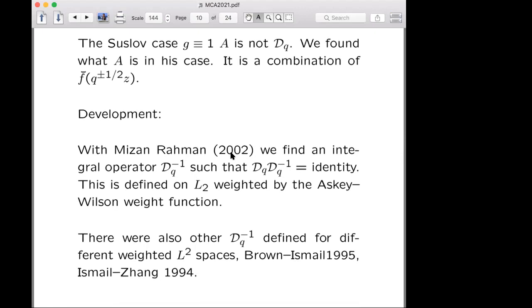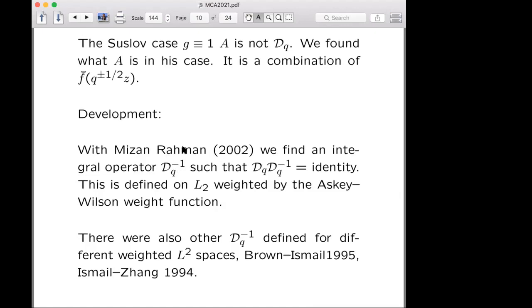originally, the first time that this was done was in a paper with Ruiming Zhang in the 1990s. And with Rahman, we did it for L2 weighted with the Askey-Wilson weight. The original paper with Zhang had the q-ultraspherical weight. But with Rahman, we had that. And also we didn't have explicit formulas for the kernel of the operator.